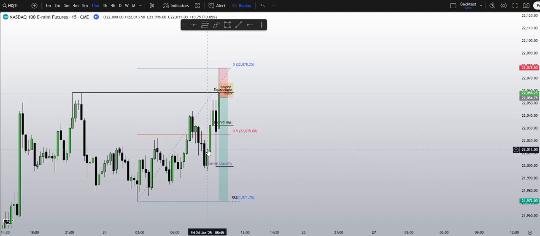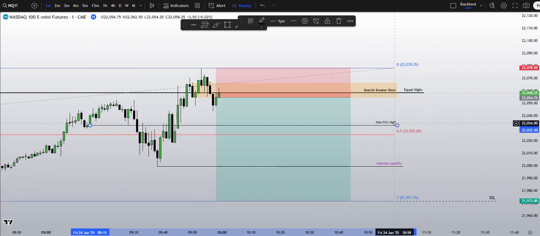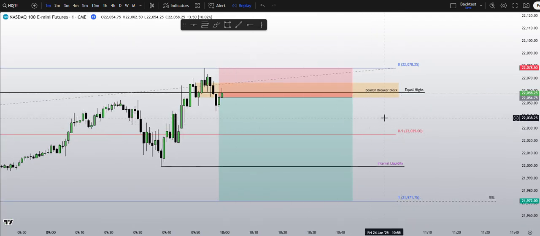You can see this bullish imbalance. That is one place to take profit. I'm going to take this out because I would likely take profit at the internal liquidity. And for those that are comfortable taking it at the midpoint of the dealing range, you can do so as well.